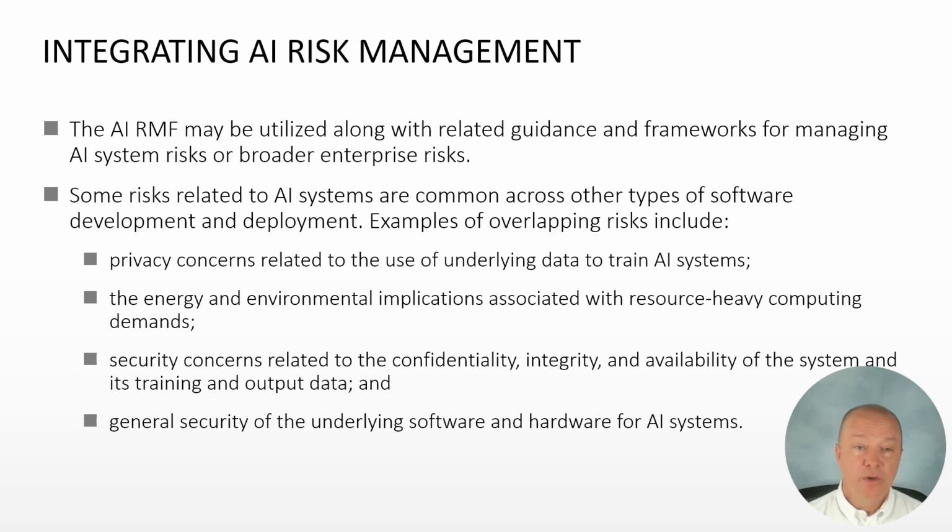Some risk related to AI systems are common across other types of software development and deployment. Examples of these kinds of overlapping risk include privacy concerns related to the use of underlying data to train AI systems, the energy and environmental implications associated with resource-heavy computing demands, as well as security concerns related to the confidentiality, integrity, and availability of the system and its training and output data, as well as the general security of underlying software and hardware for AI systems.